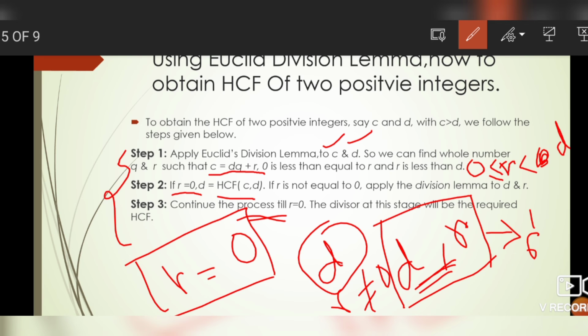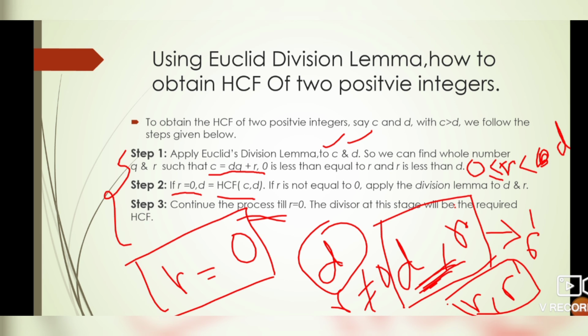If that remainder is not equal to 0, again the process will continue, considering the smaller of these two numbers. Suppose the smaller is r, then r and r prime, or r dash, will be our next pair of numbers with which we will use Euclid's division lemma. So this is how we find the HCF of two positive integers using Euclid's division lemma.